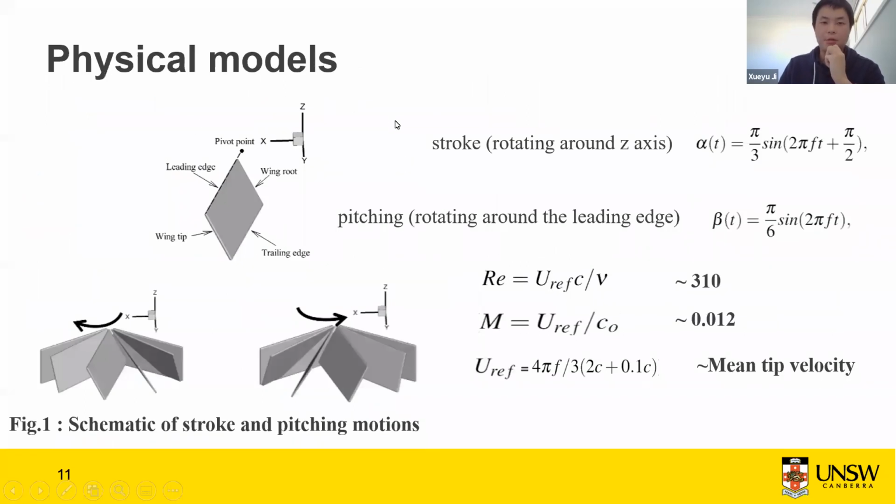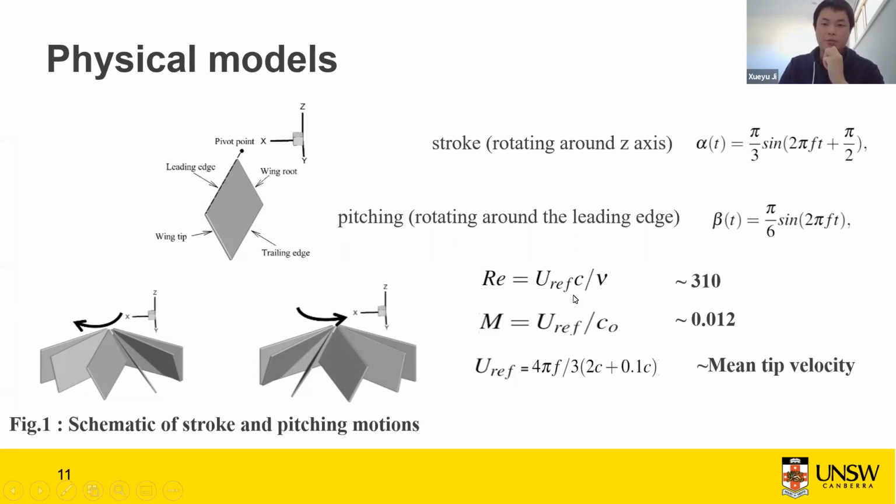And let's talk about the physical model. You can see in this picture a low aspect ratio wing with the aspect ratio equal to 2, and the wing undergoes the stroke, which is the rotation around the z-axis, and the pitching motion. The pitching is the rotation around the leading edge, and this is the equation for these two motions. At the bottom you can see the schematic of the stroke and pitching motion. Here is the upstroke and here's the downstroke.